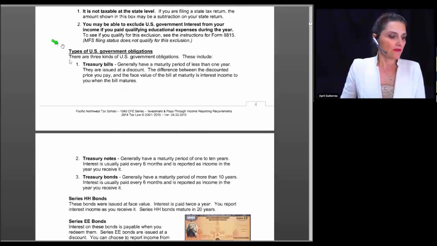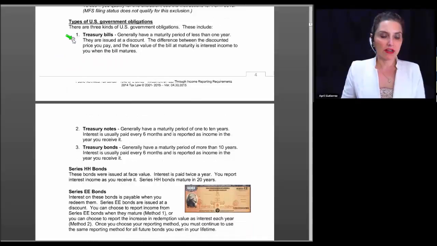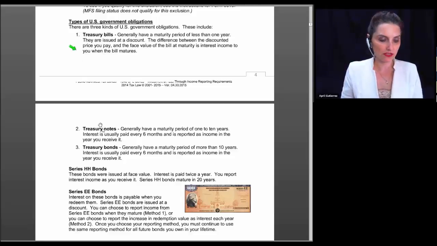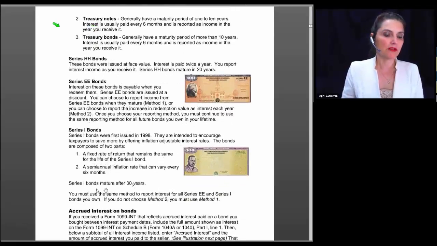All right, types of U.S. government obligations. There are a variety of them. The first one I'm going to talk about is T-bills, and generally these have a maturity period of less than 1 year, and they are issued at a discount. The difference between the discounted price you pay and the face value of the bill at maturity is interest income to you when the bill matures. We then have Treasury notes, and these generally have a maturity period of 1 to 10 years, and interest is usually paid out every 6 months and is reported as income in the year you receive it.